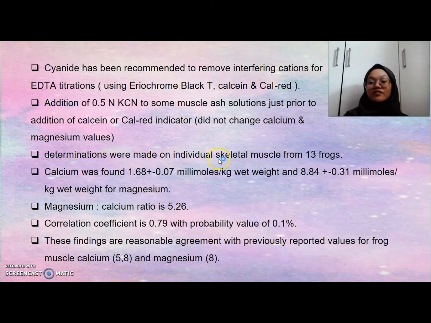Determinations were made on individual skeletal muscles from 13 frogs. Calcium was found to be 1.68 plus or minus 0.07 millimoles per kilogram weight, and 8.84 plus or minus 0.31 millimoles per kilogram weight for magnesium. The magnesium-calcium ratio is 5.26. The correlation coefficient is 0.79 with a probability value of 0.1%. These findings are in reasonable agreement with previously reported values for frog's muscle, calcium 5.8 and magnesium 8.